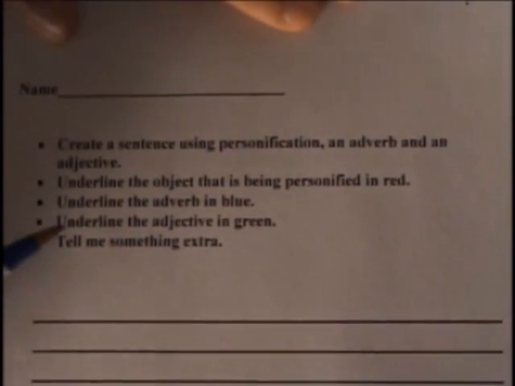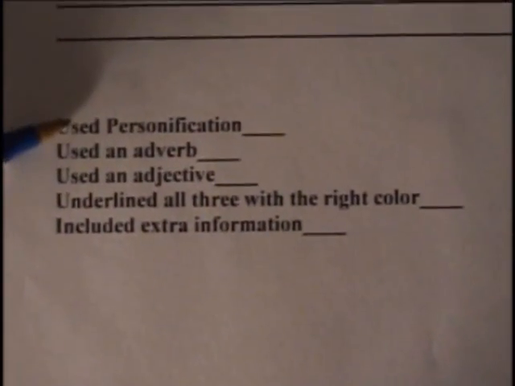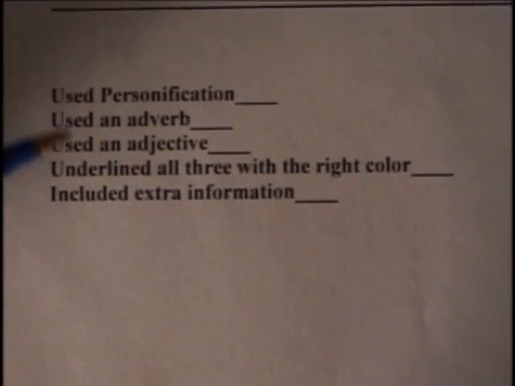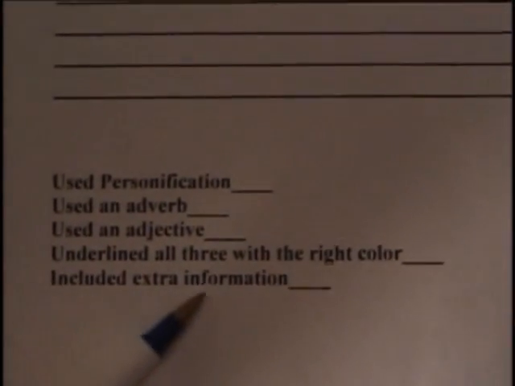And then, checklist. When you're done making your sentence, you're going to check here if you've used personification, if you've used an adverb, if you've used an adjective, if you've underlined all three with the right color. Look, the last thing is if you included extra information.